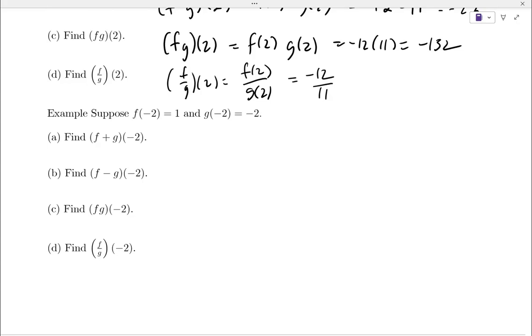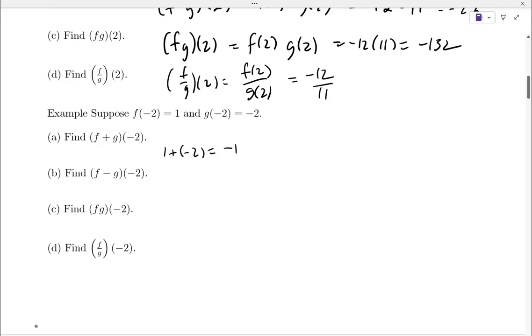What will we get for the four answers for this next example? What would you get for f plus g of negative 2 in the next example? Okay, and how'd you come up with it? Good, yeah, it's 1 plus the negative 2, right? This says add the outputs. So you have 1 plus negative 2 gives me negative 1 for that one.